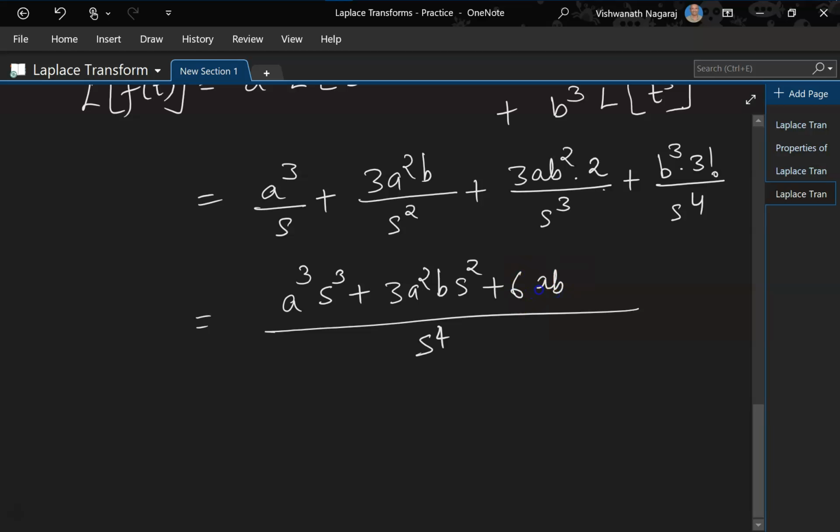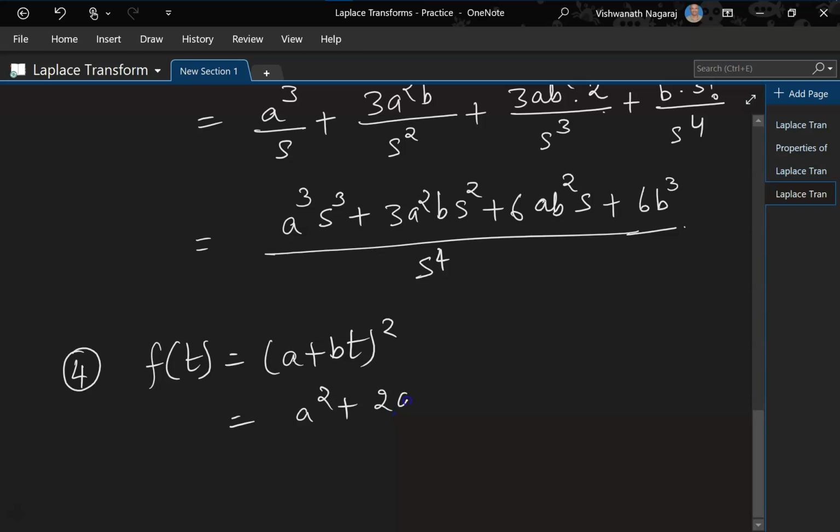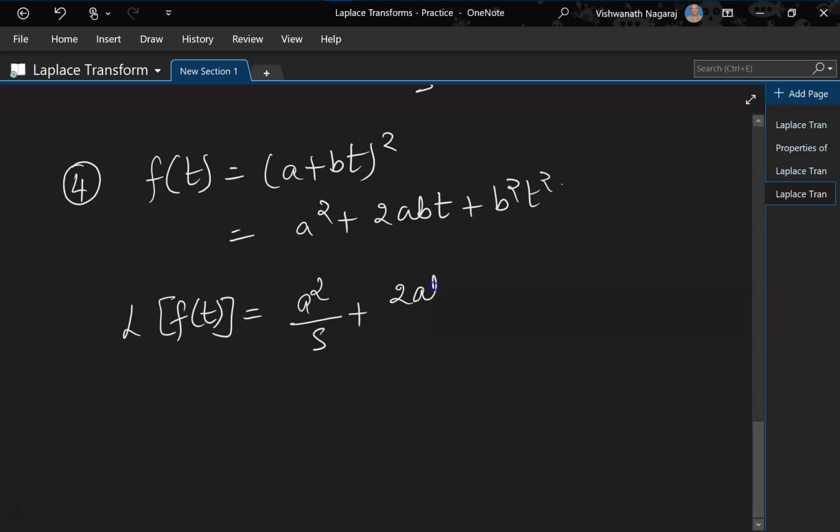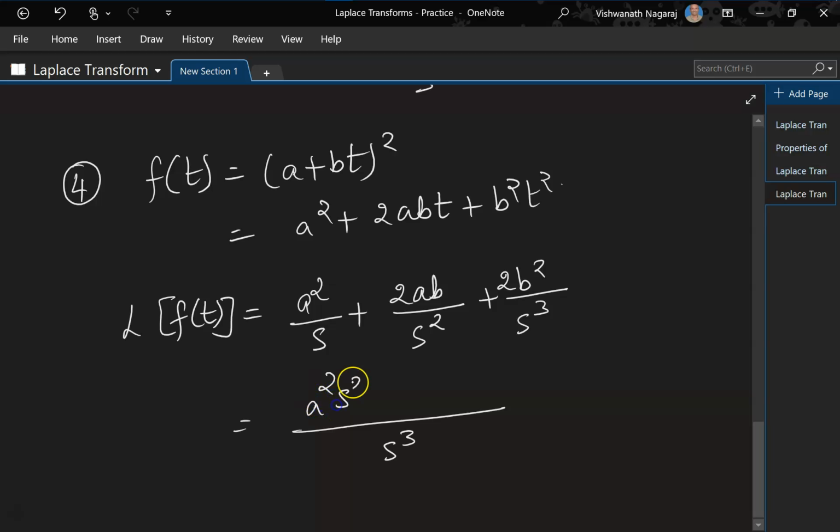Now that you have got the idea of this, if it was square, accordingly, let's say f of t is equal to a plus bt square. So this would be a square plus 2abt plus b square t square. So the Laplace transform of f of t would be a square by s plus 2ab, 1 factorial by 1 plus 1, 2, plus b square by 2 factorial, that is 2 divided by s cube. You can skip a step also if you are very comfortable with it. So s cube, a square s square plus 2abs plus 2b square.